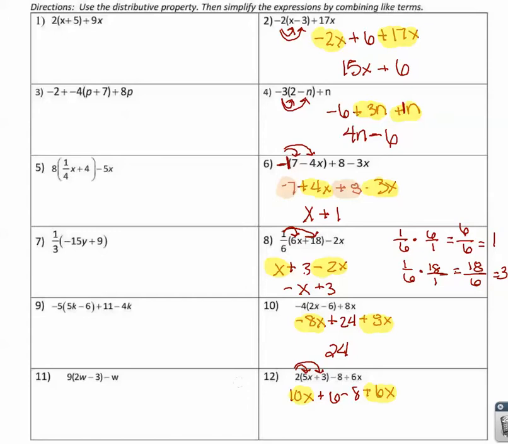I'm going to highlight all my like terms, including the sign that is in front of the term. So 10x plus 6x is 16x. 6 minus 8 is negative 2.